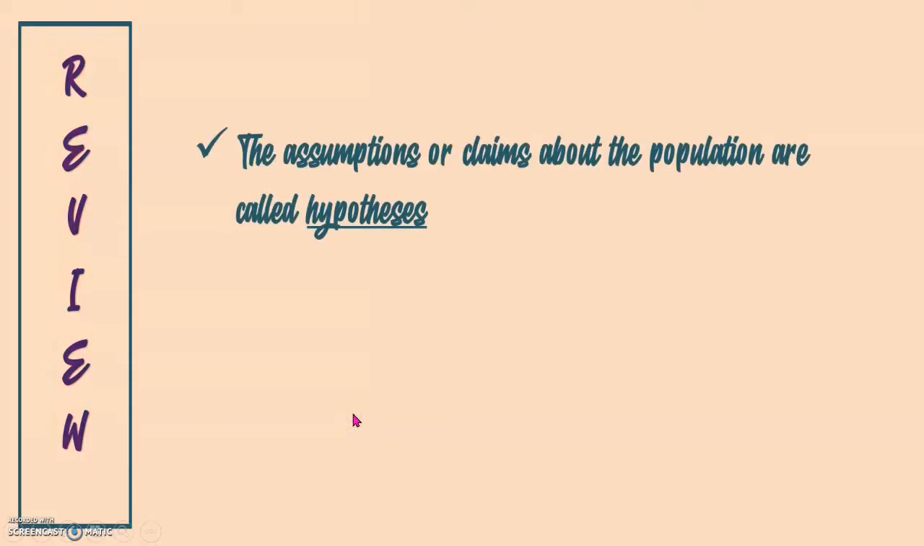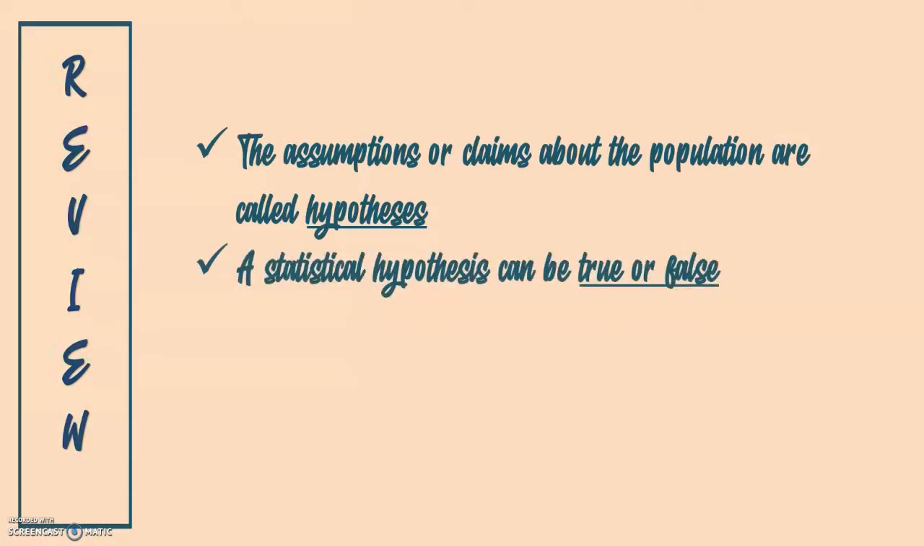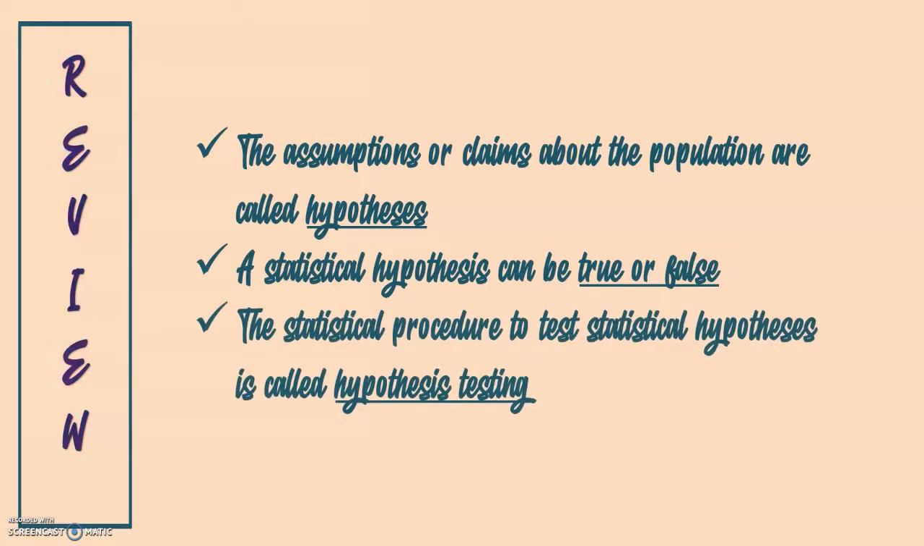Now let's have a review first. So we already know that the assumptions or claims about the population are called hypotheses. A statistical hypothesis can be true or false, and the statistical procedure to test a statistical hypothesis is called hypothesis testing.